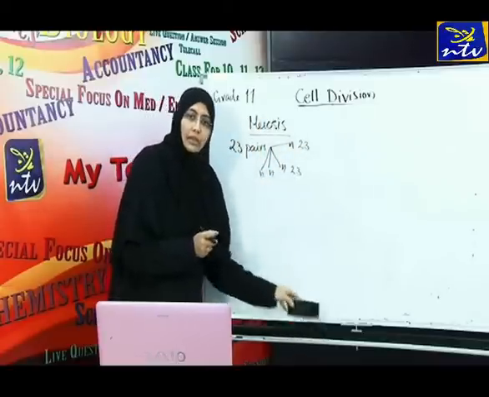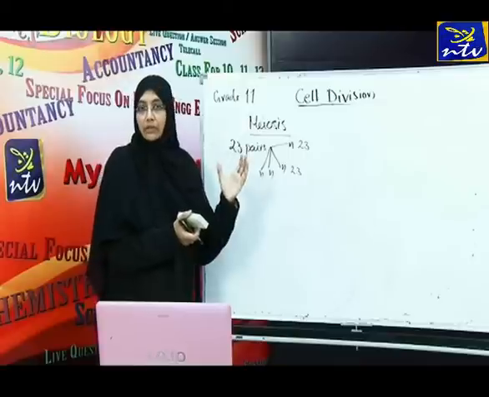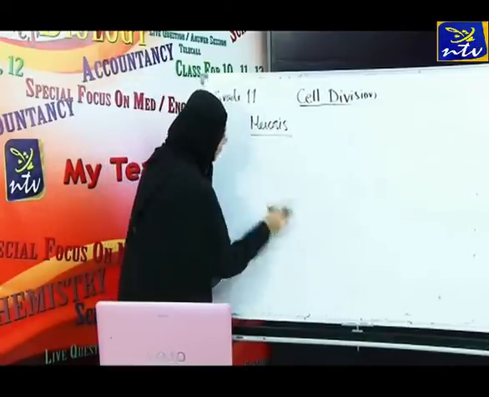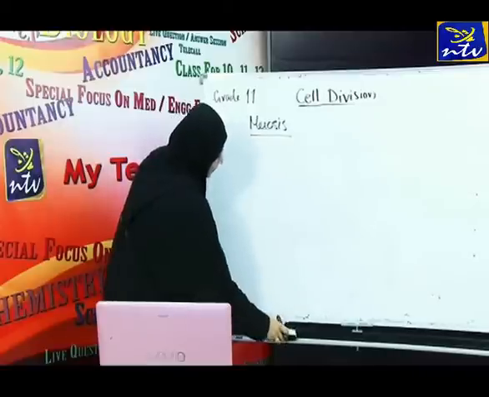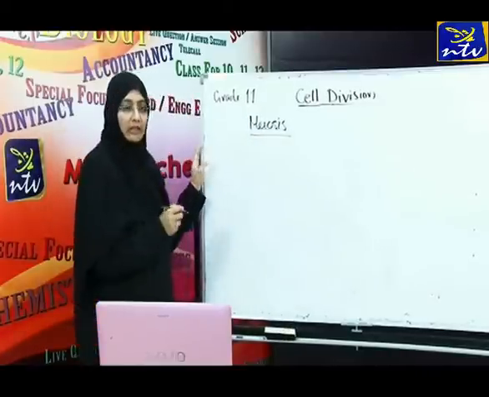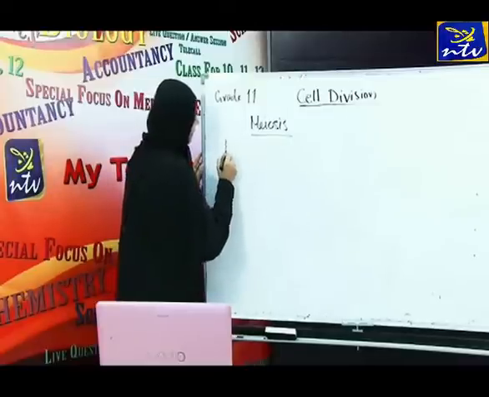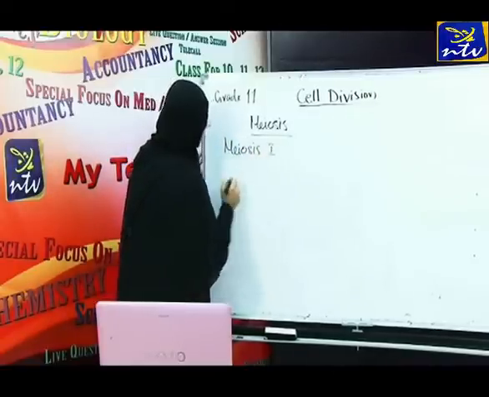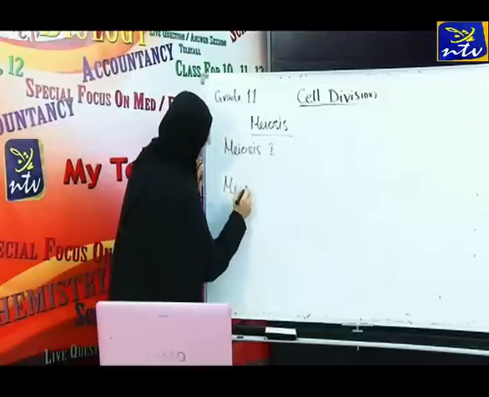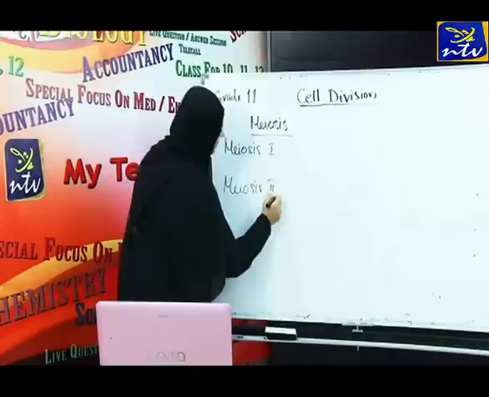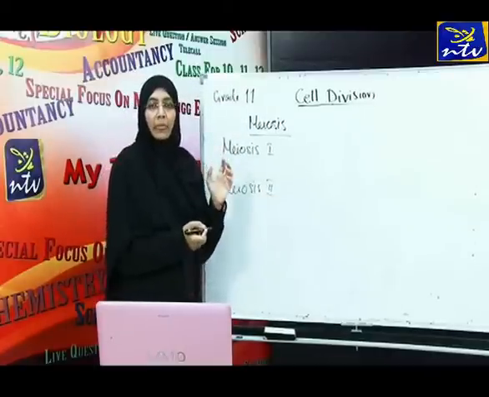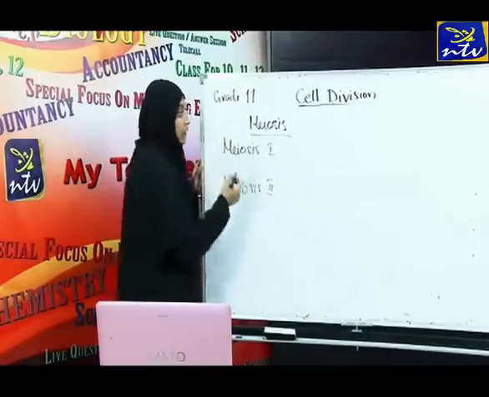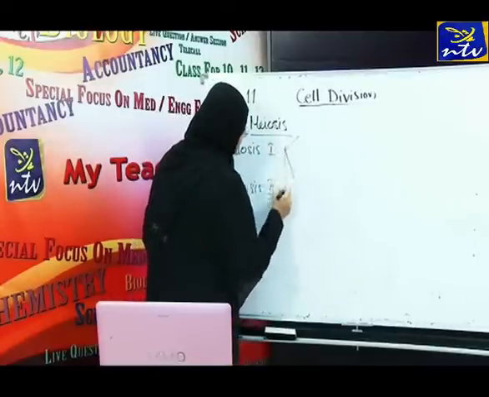Now we can see what the various stages of meiotic cell division are. In meiotic cell division also, there are 2 meiotic phases. We can call them meiosis 1 and meiosis 2. Meiosis 1 is a large phase.